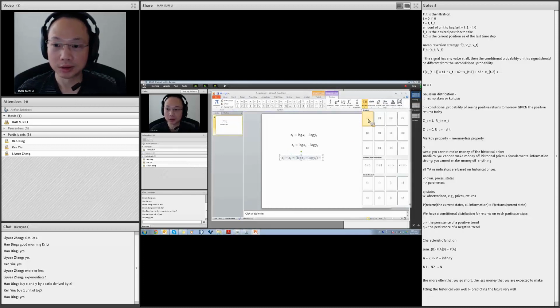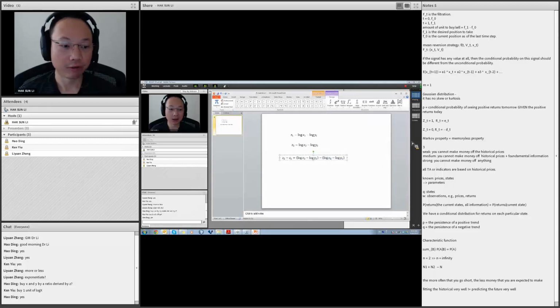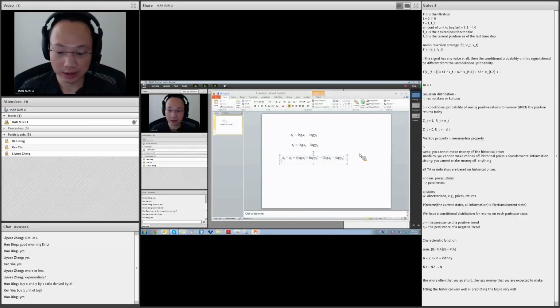So let me show you exactly the variation. Basically, this is what we have, right? This is the amount of money that we make if we buy 1 unit of Z and the price goes from Z1 to Z2. So what exactly is this? Let's do some derivation now. This really depends on how good your mathematics is.